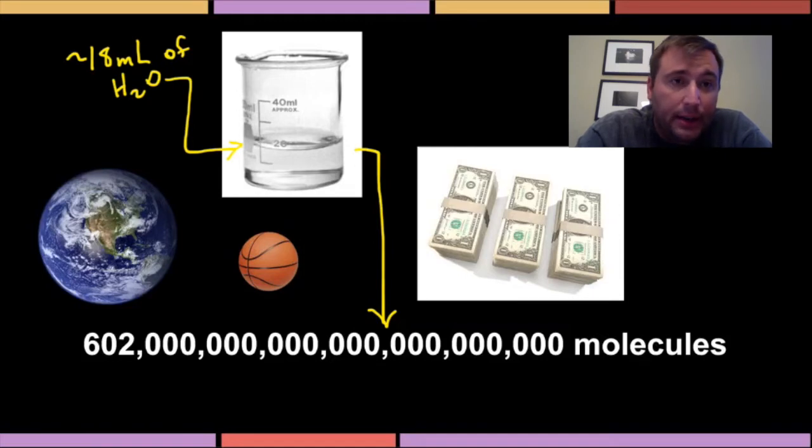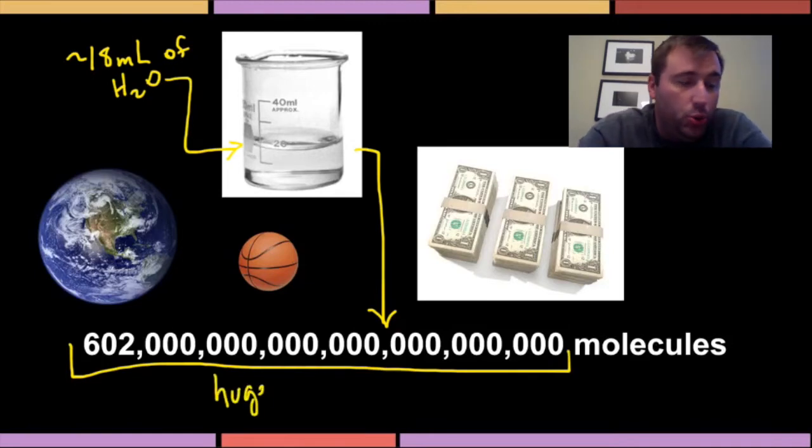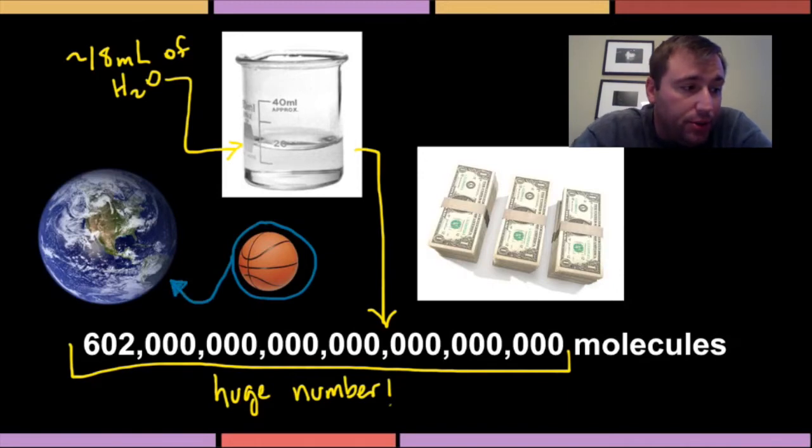It's a big number. If we wrote it out in scientific notation, it would be 6.022 times 10 to the 23rd molecules. That is a huge number. In fact, it's such a large number that if I had 6 sextillion basketballs, I would have enough basketballs to create an Earth or something as large as the Earth.